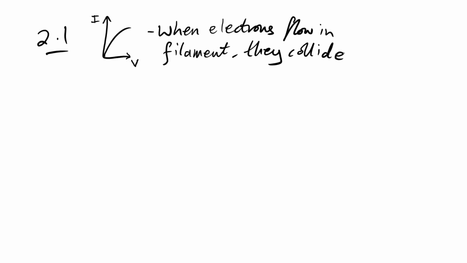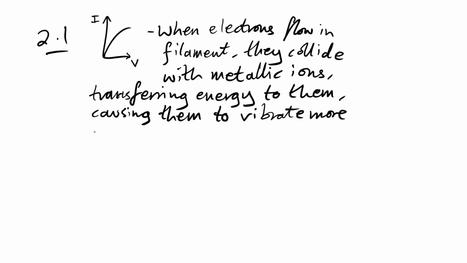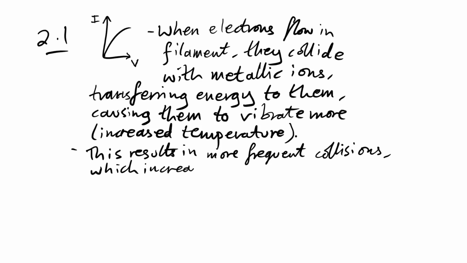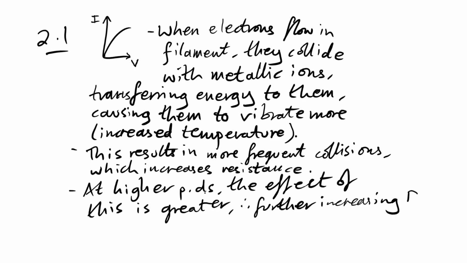First thing we say is that when electrons flow in a filament, they collide with the metallic ions, transferring energy to them, causing them to vibrate more. So we can say that's an increased temperature. This results in even more frequent collisions, which increases the resistance. So we can say at higher PDs, the effect of this is greater, therefore further increasing the resistance. Therefore, line is curved.